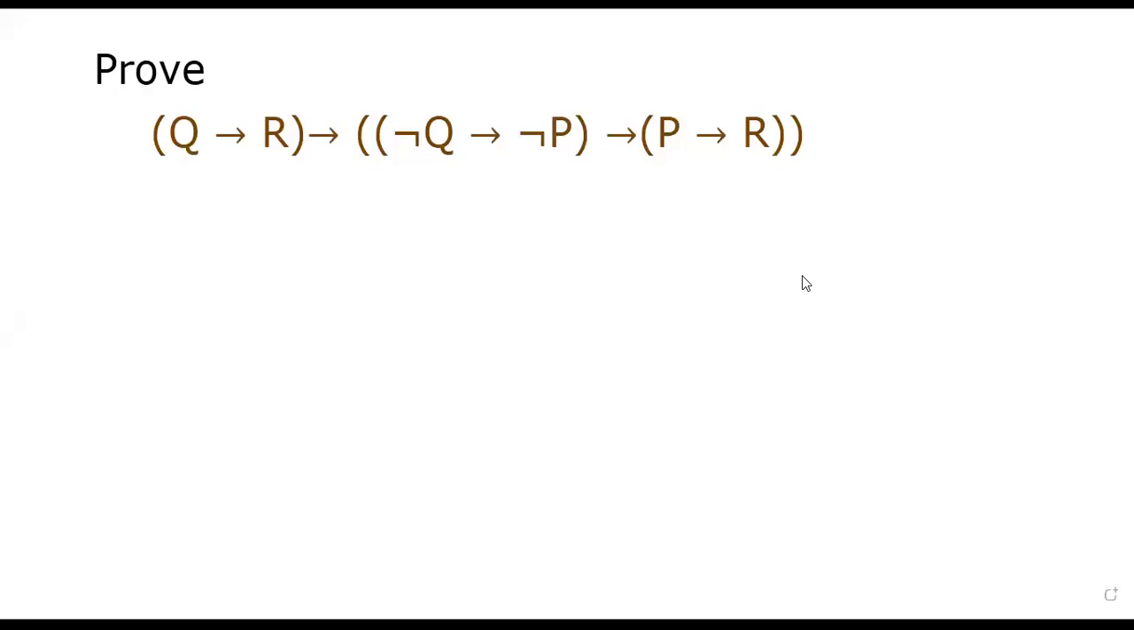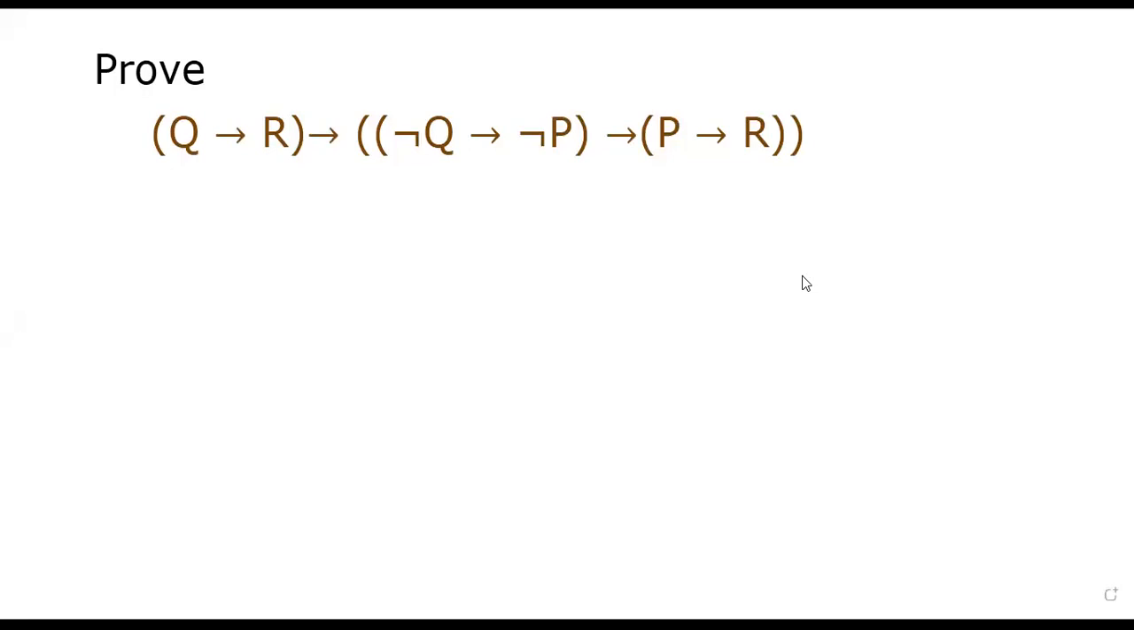Hello, welcome back. In this segment, I will prove this interesting theorem: (Q implies R) implies ((not Q implies not P) implies (P implies R)). We don't know what P, Q, R, the three propositions, are, and we don't really care about them from a semantics point of view. But the goal is to prove this implication is true.